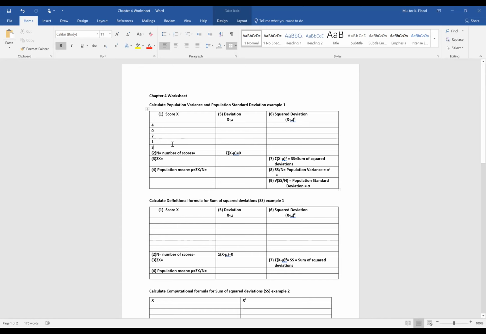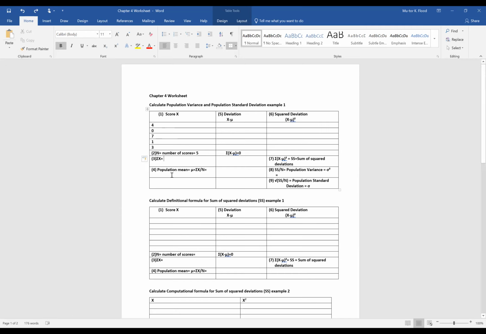Yes. All right. So the second step, once you've listed the scores out: how many scores do you have? What's the number of scores in the population? Well, it's 1, 2, 3, 4, 5. So we have 5 in our population. So n equals 5.